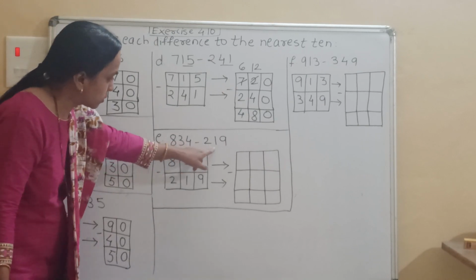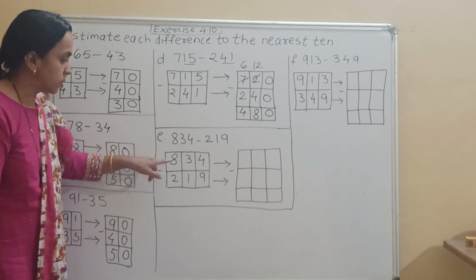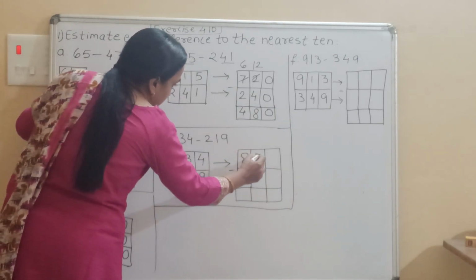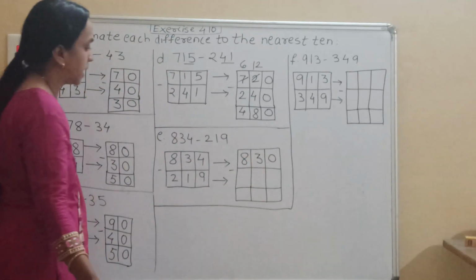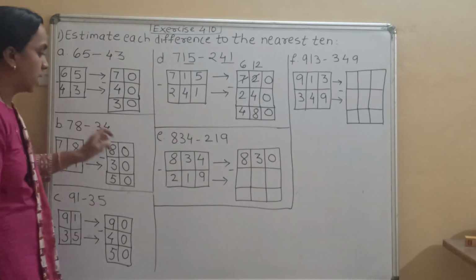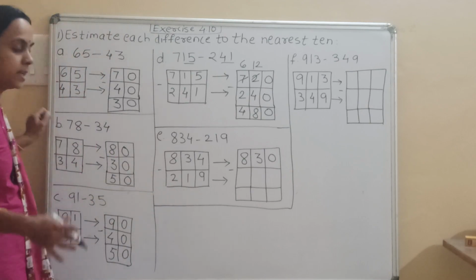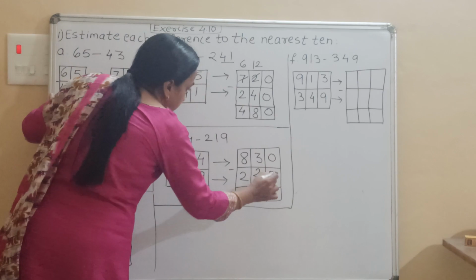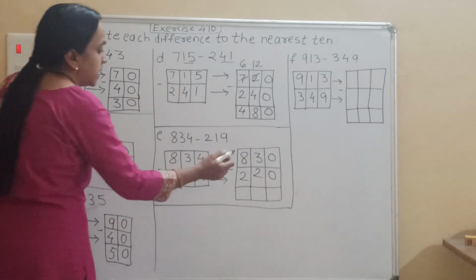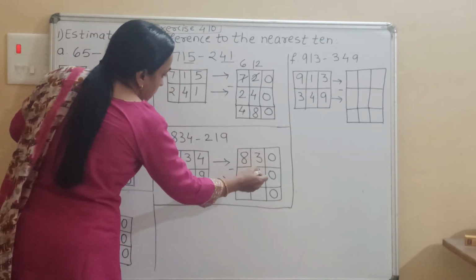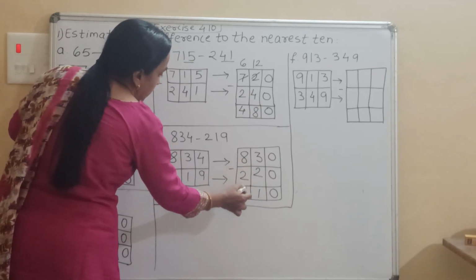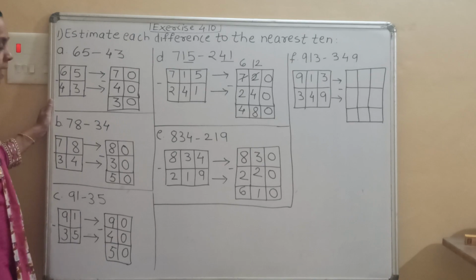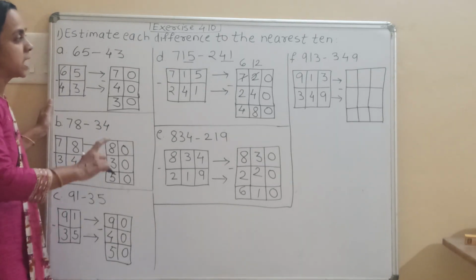Now see E question. 834 minus 219. So 834 is closer to 830. So you write down here 830. And 219 is very much closer to 220. 0 minus 0, 0. 3 minus 2, 1. 8 minus 2, 6. So what is our answer? 610.